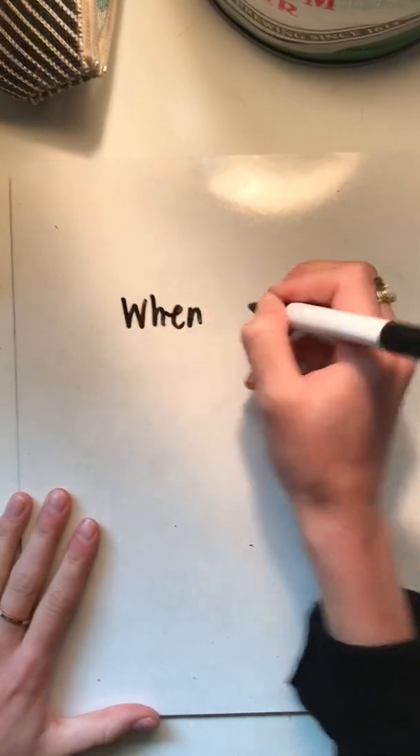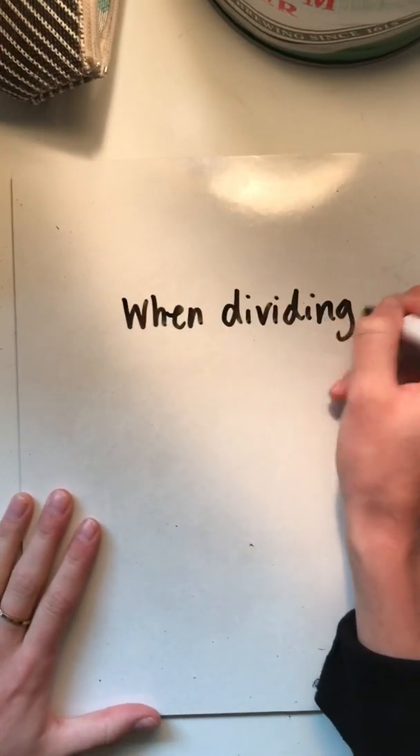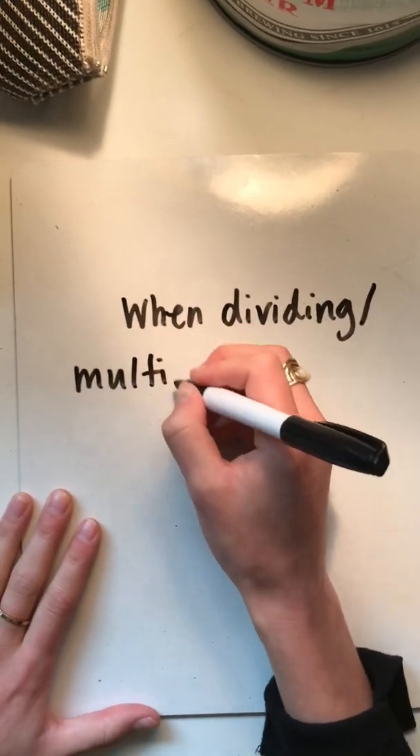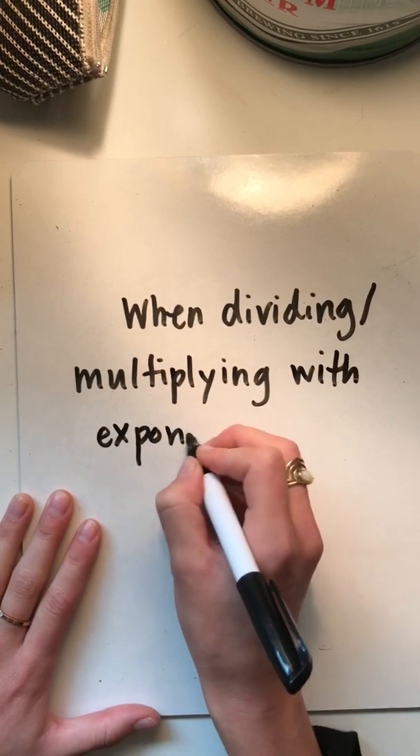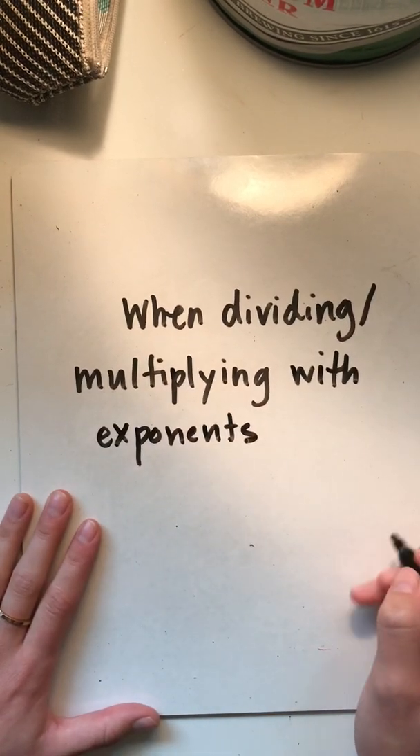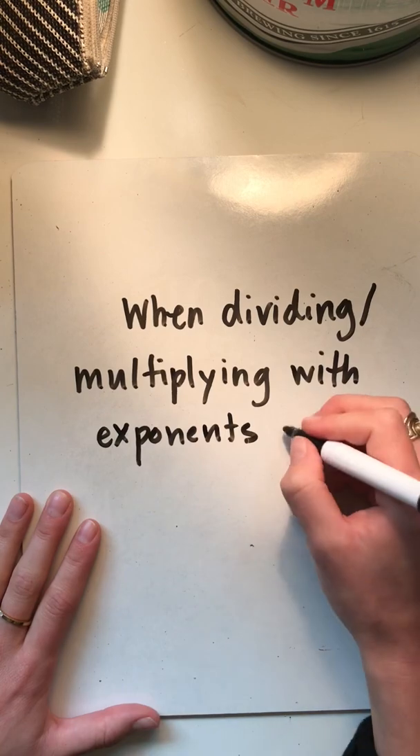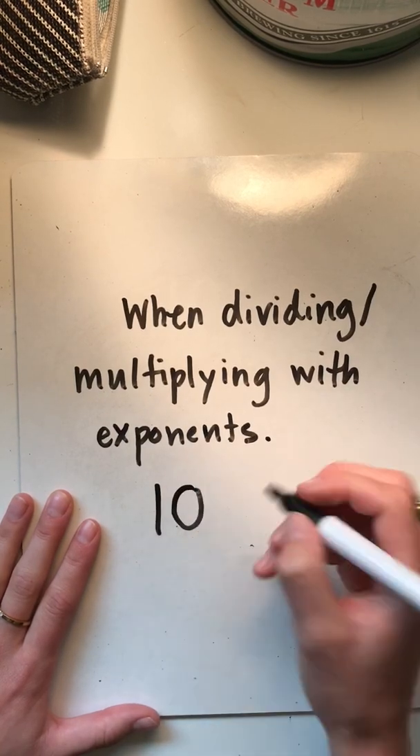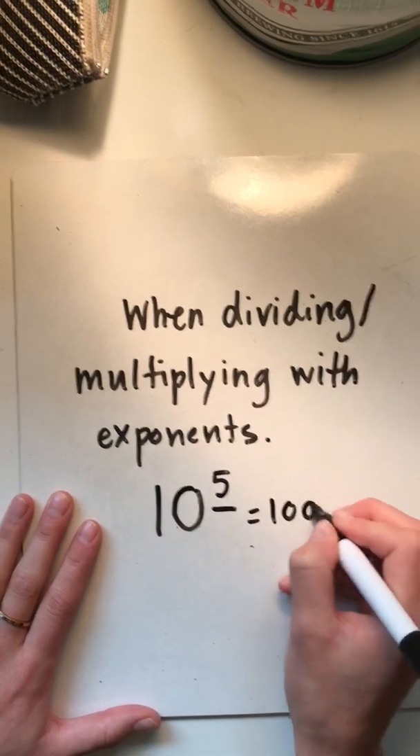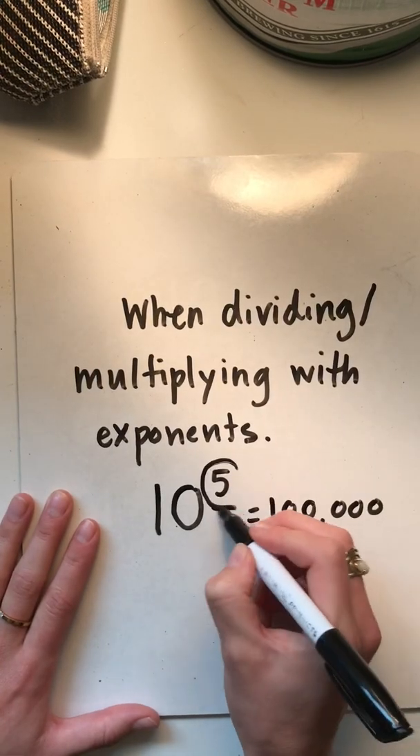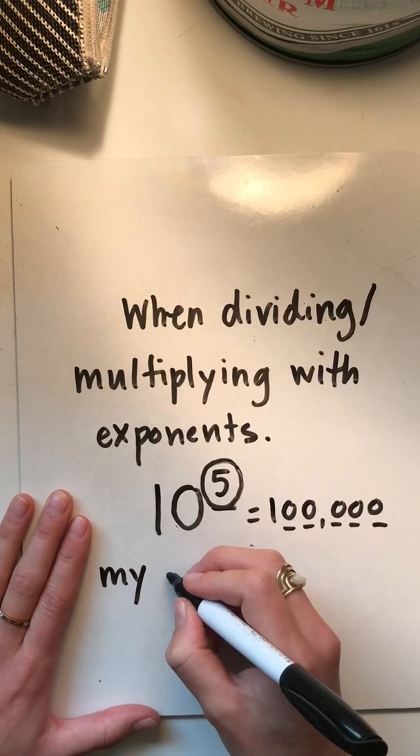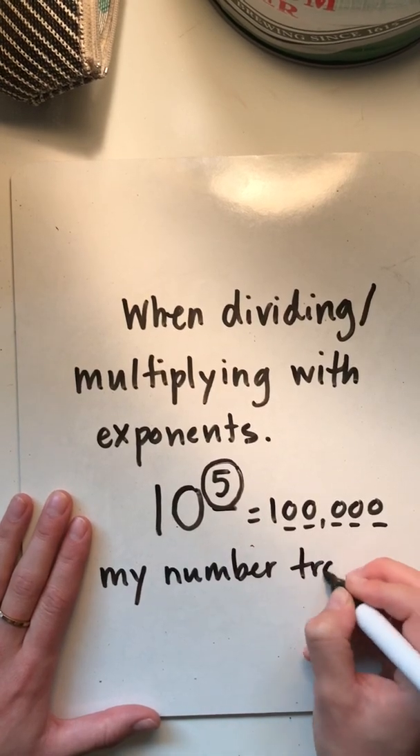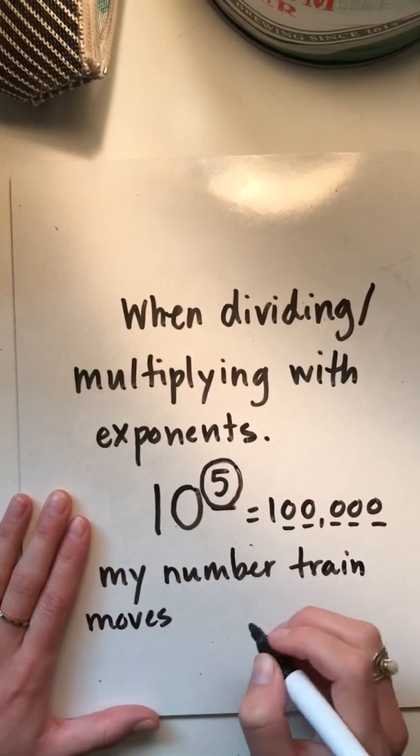So in conclusion, when we're multiplying or dividing with a power of 10 that is an exponent, all we have to do is look at the number in the exponent, know that that's the same number as there are zeros in that power of 10, and that's how many spaces I'm going to move my decimal over, how many place values my number train is going to move. So 10 to the fifth would be 100,000. I see that there's a 5 and 5 zeros in 100,000. And that's how many place values I would move my decimal over if I was multiplying or dividing.